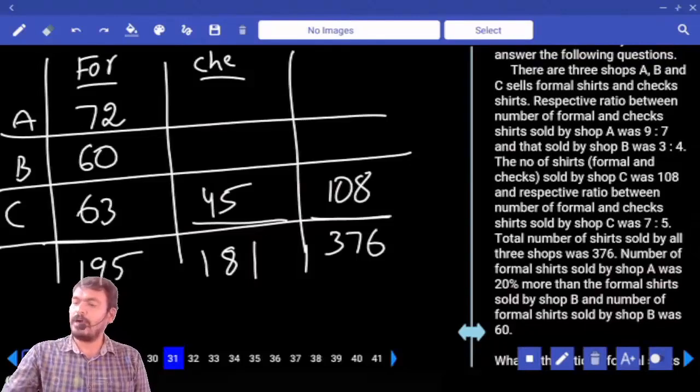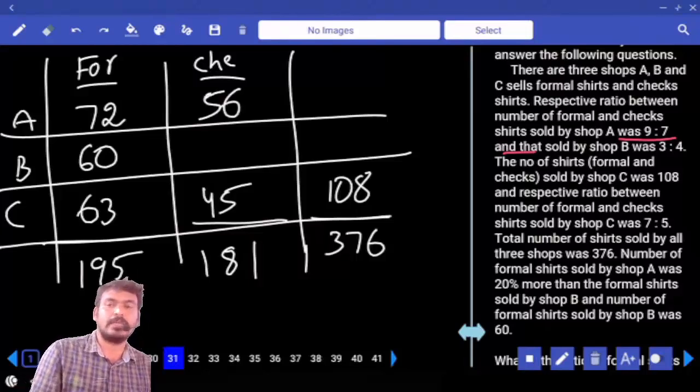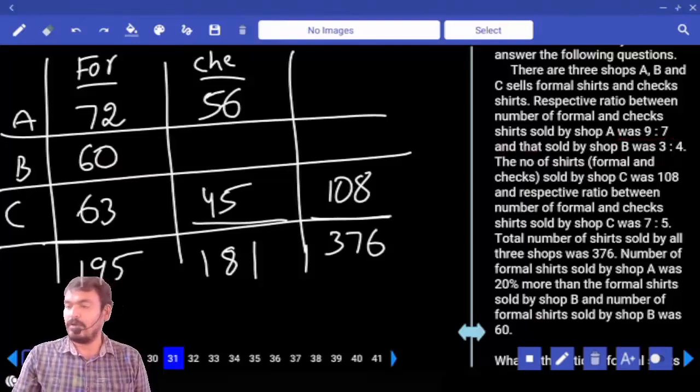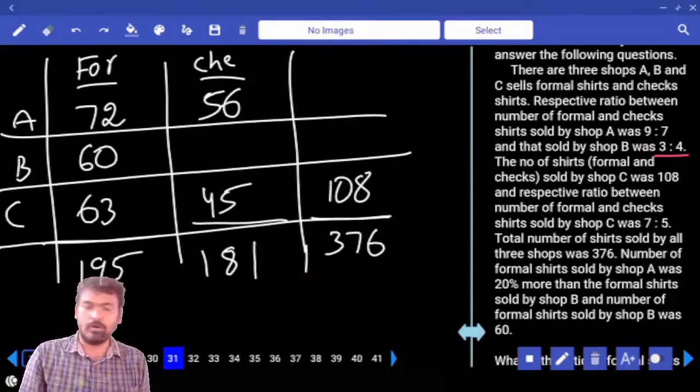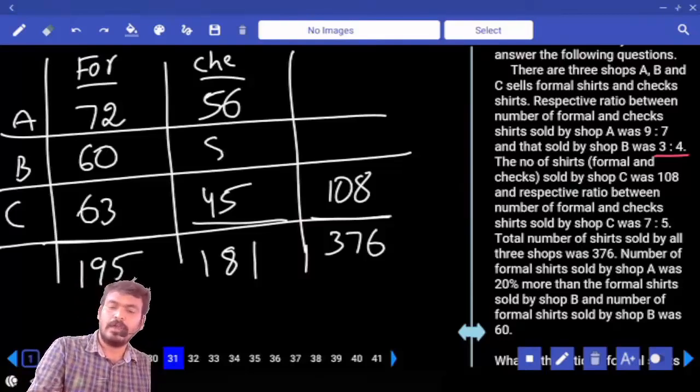And already shop A, formal and checks are in which ratio? 9:7. What are the 9 parts value? 72. 1 part value 8. 7 parts value 56. Next, shop B also ratio is given, or not? What is the ratio? 3:4. What is the 3 parts value? 60. 4 parts value 80, or not?